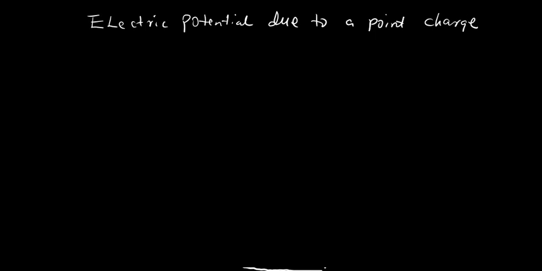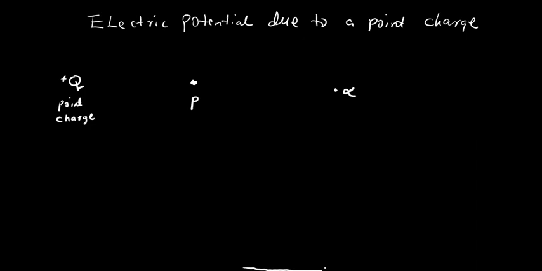Okay, let's assume we have a positive test charge here at this position. We call this the point charge. We have this point charge at that point, and we also have this point here, which we call position P. Then we have another point that is an infinity point.